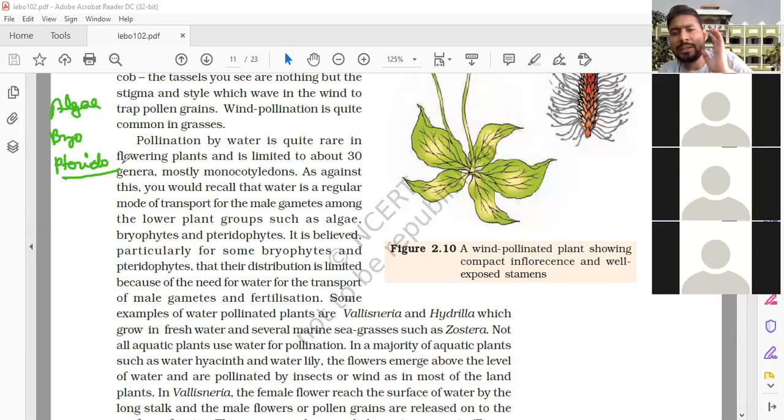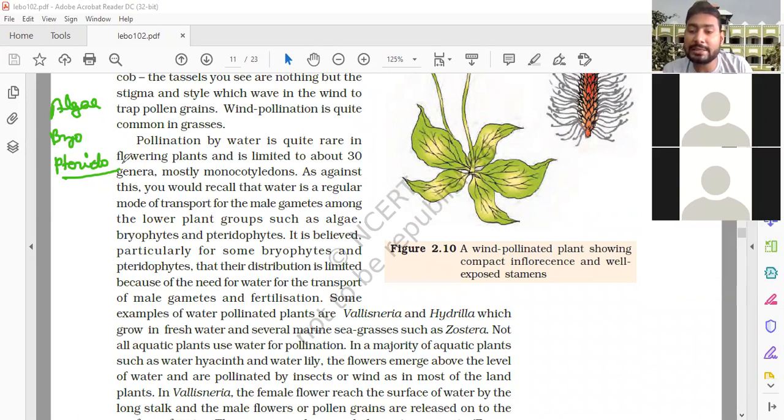They have given 30 genera. If you read the chapter on reproduction in flowering plants, only 30 genera are involved in hydrophily, the aquatic type of pollination. And among these 30 genera, the most common are the monocotyledons, where hydrophily is found. But in lower plants like algae, bryophytes, and pteridophytes, water is a necessary component.